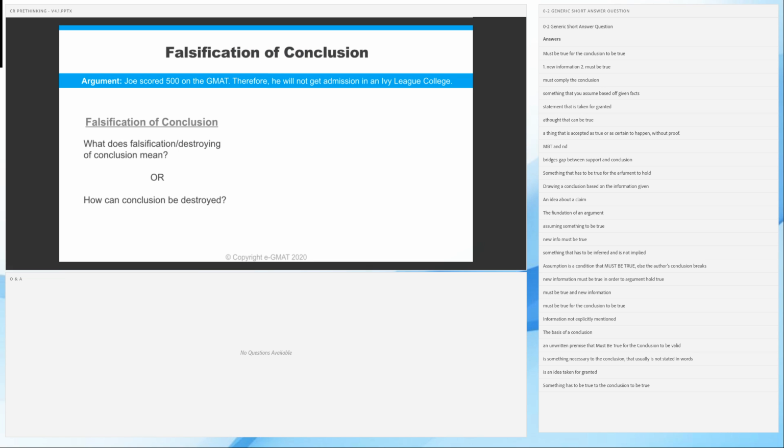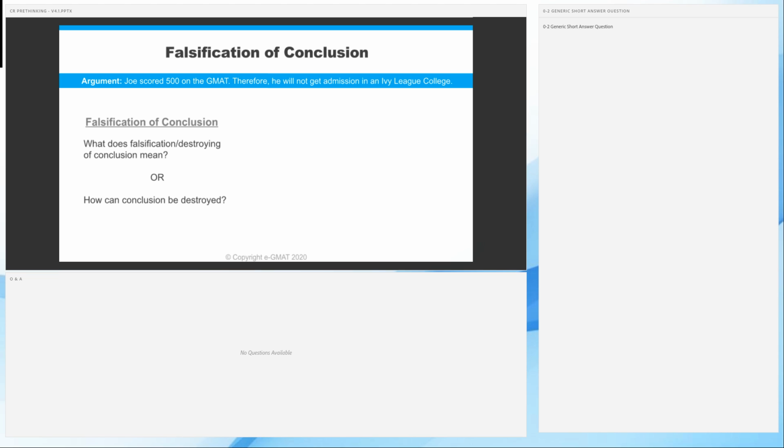Okay. So let's apply this definition to enhance our understanding of the answer choice. What does falsifying the conclusion mean? I'm going to clear the answer over here. Or in what scenario can my conclusion break down? My conclusion will break down if Joe gets admission into an Ivy League school with that score of 500. Everyone's clear? If this happens, then my conclusion breaks down, correct? Okay, perfect.